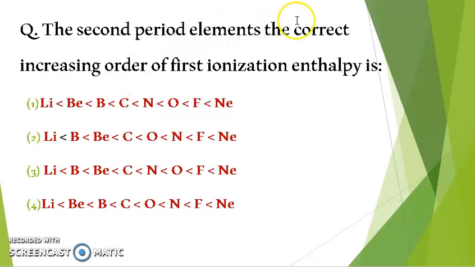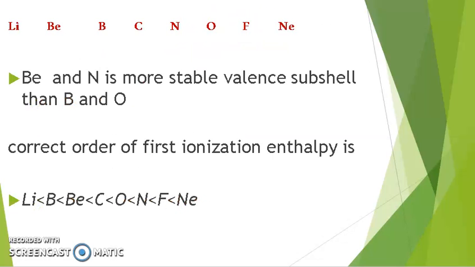The second period elements, the correct increasing order of first ionization enthalpy is. They have given four options here, and from that we have to choose one. So the second period elements in the periodic table, that we know. What are the second period elements? Li, Be, boron and carbon, nitrogen, oxygen, fluorine and neon.